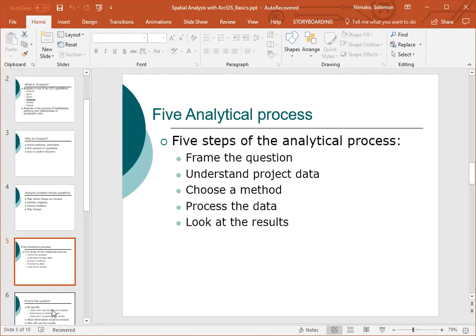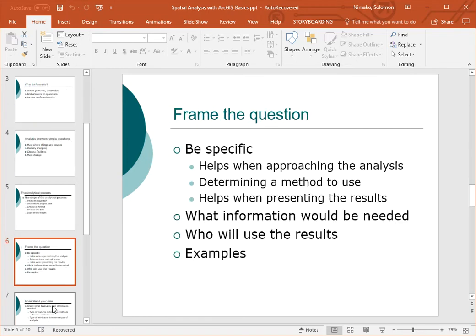Then once you are done with that, you can now go into processing the data. And then once you are done with the processes, you can take a look at the results. And if the results look right, or at times it might not look the way it's supposed to look, then you have to ask yourself, am I using the right data? Did I have the data projected? So all those things come into the question. All right. So in framing the question, you want to be very specific.